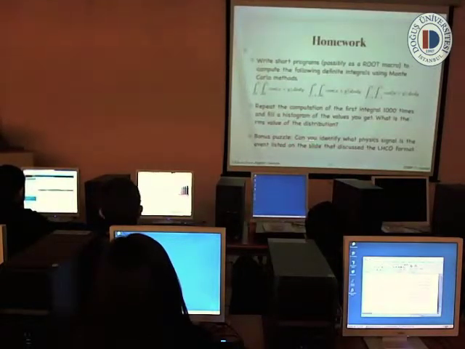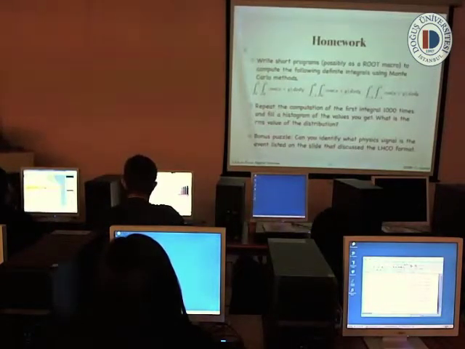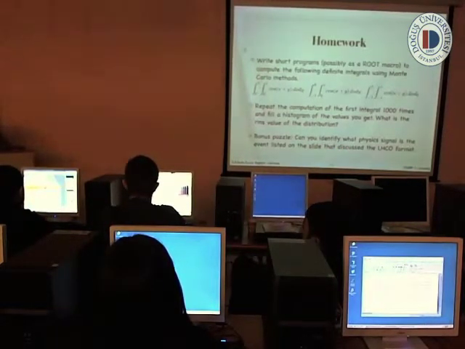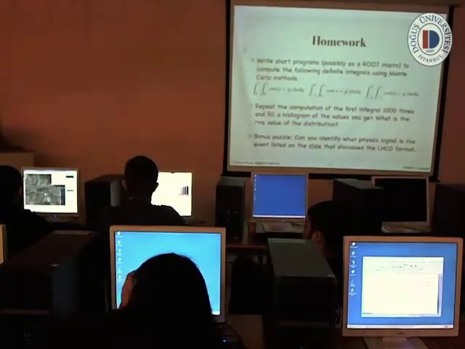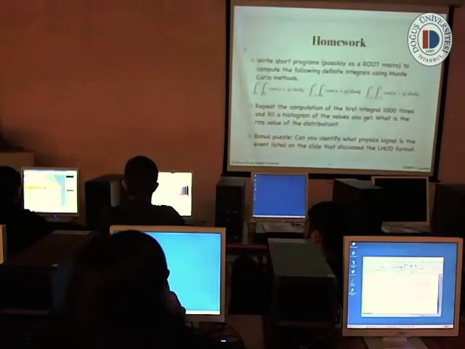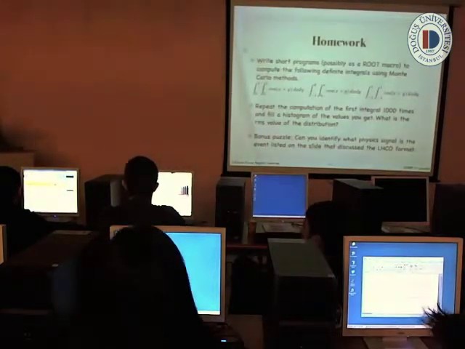And finally, there's a bonus puzzle, on the slide where we discussed the LHCO format. I show you one example event. I would like you to guess what that event is. What is the real LHC signal underlying that event? Okay, that's all.